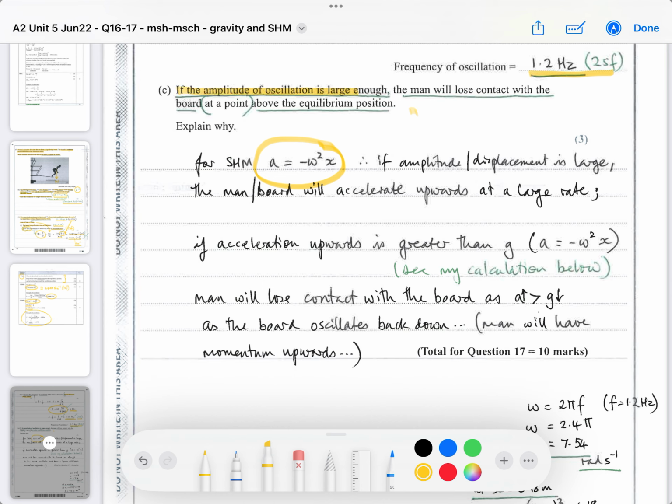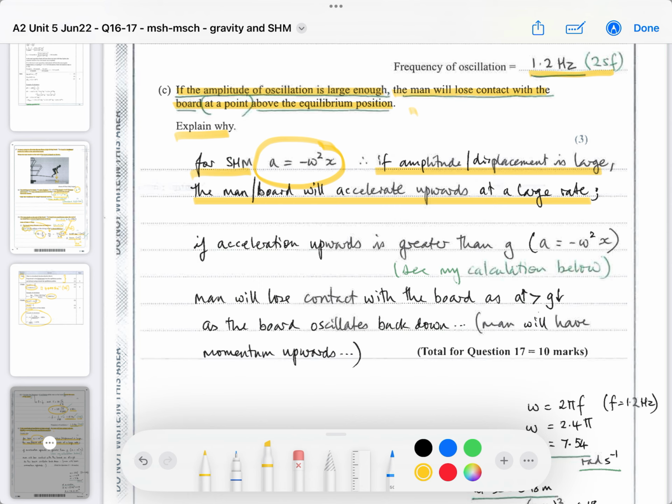So if the amplitude of the oscillation is large enough, in other words, they're really bouncing that springboard, the diving board, up and down, the man will lose contact with the board at a point above the equilibrium position. So if you push it down too much, it will make you jump off it when it goes up. Because for simple harmonic motion, a equals minus omega squared x. So if the amplitude or the displacement downwards is large, then the man will accelerate upwards at a large rate. So the bigger the displacement, in proportion, the bigger the acceleration will be.